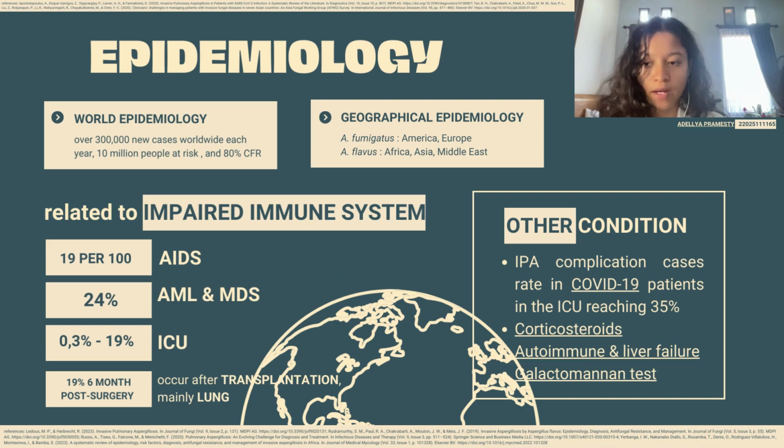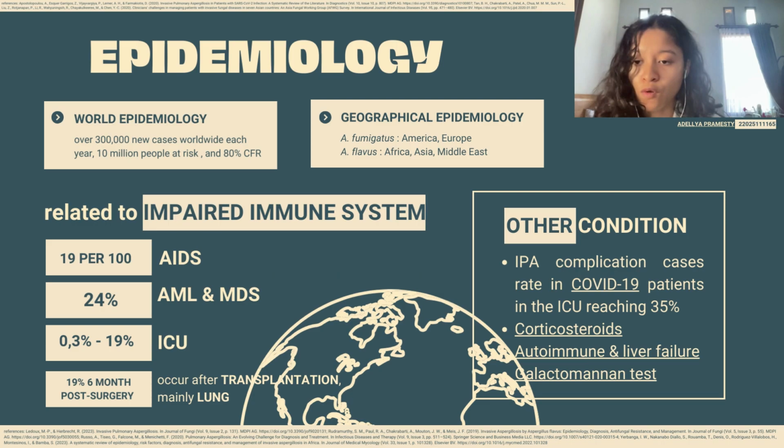IPA is known to affect more people with an impaired immune system. It is known to be the second most common cause of acquired lung infections after pneumocystis in AIDS, with its incidence reaching 19 per 100 people, calculated from the 90s, but nowadays it is starting to decrease due to the use of antiretrovirals. Apart from that, the most frequent conditions that cause IPA comorbidity are acute myeloid leukemia or AML and myelodysplastic syndromes (MDS), with the incidence reaching 24%.